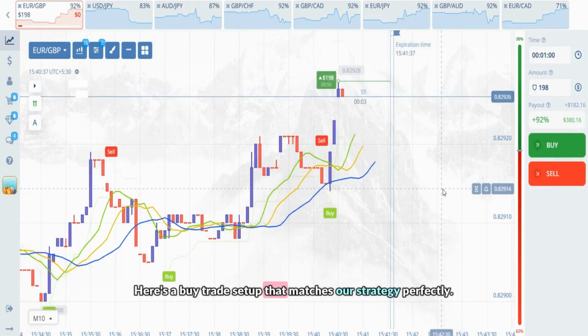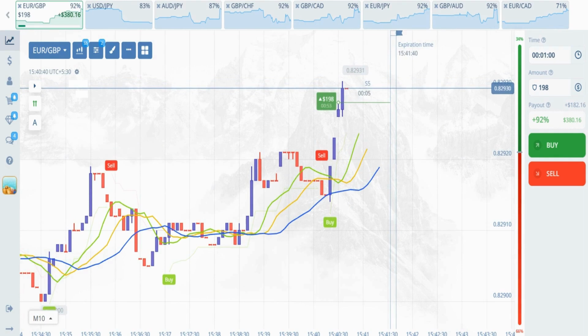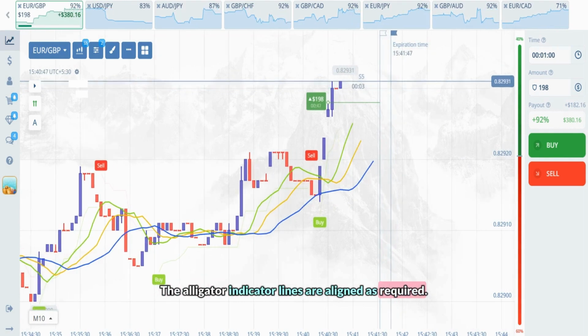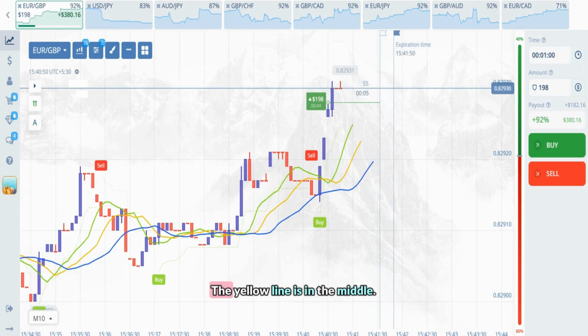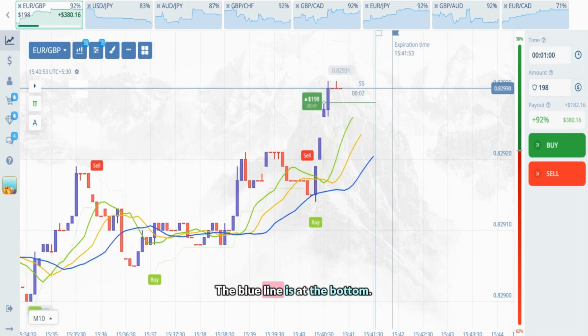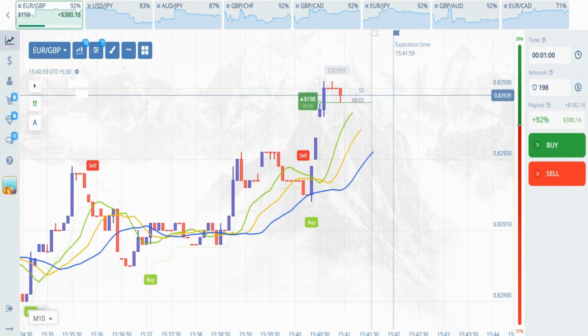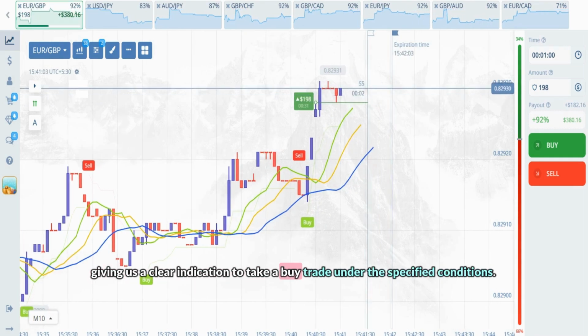Here's a buy trade setup that matches our strategy perfectly. The conditions are all met. The Alligator indicator lines are aligned as required. The red line is on top, the yellow line is in the middle, and the blue line is at the bottom. The super trend indicator has confirmed the buy signal, giving us a clear indication to take a buy trade under the specified conditions.